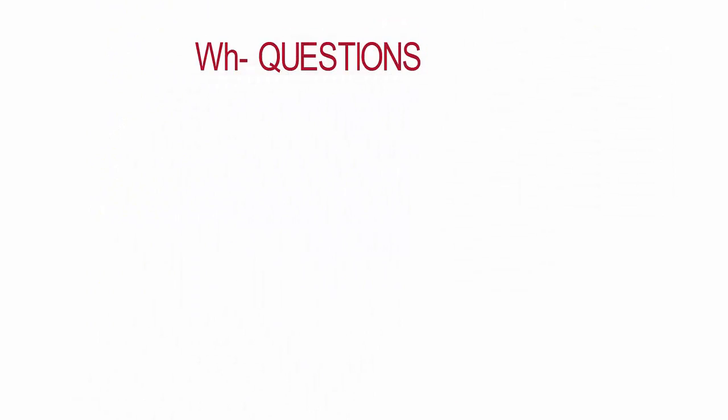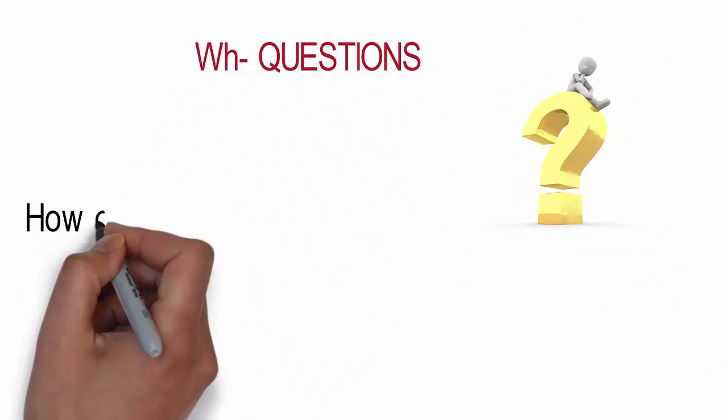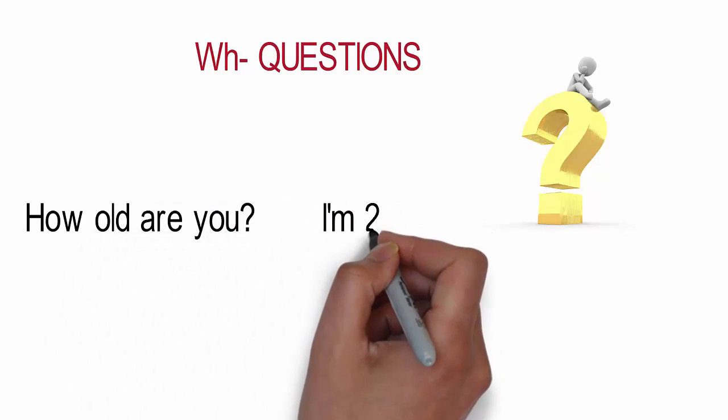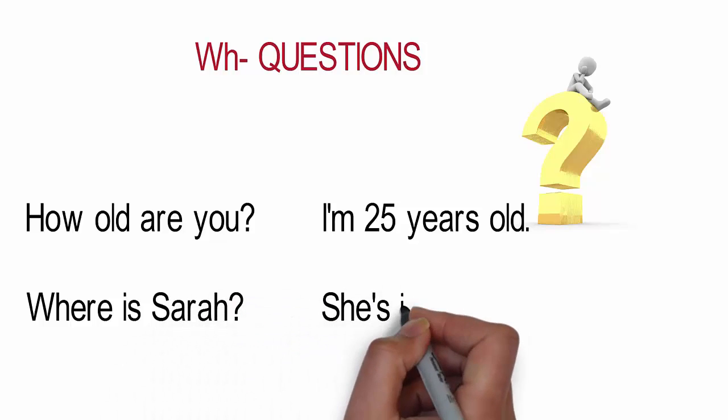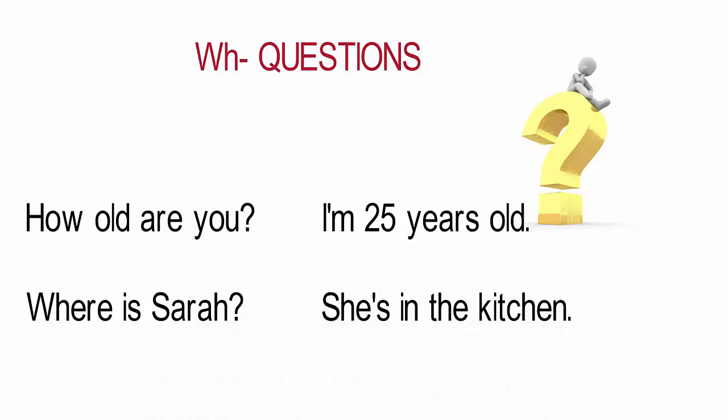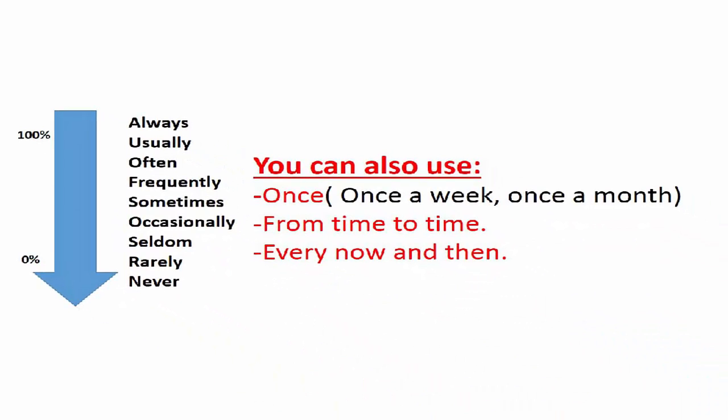Double H questions. How old are you? I'm 25 years old. Where is Sarah? She is in the kitchen. So, as you can see, we didn't use do or does in the sentence. We just used am, is, or are. Easy, right?